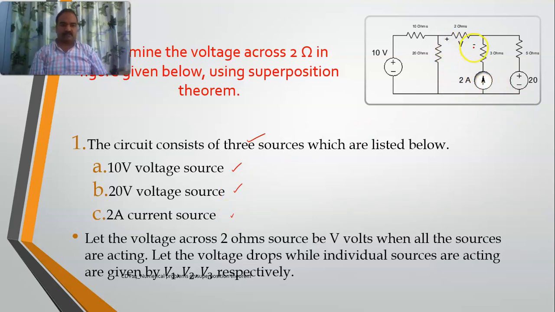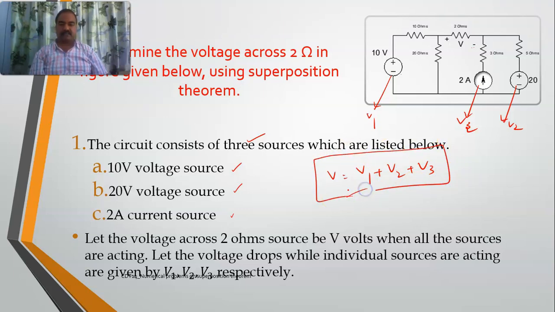So let the voltage across this 2 ohms resistor be V if all the sources are acting, and if only an individual source is acting, if only this is acting, let it be V1. If only this is acting, V2, and V3. So my voltage when all the sources are acting simultaneously is equal to V1 plus V2 plus V3. So these are the contributions of individual sources to the actual voltage drop across the element. Now we will take individual sources and try to determine their contribution.